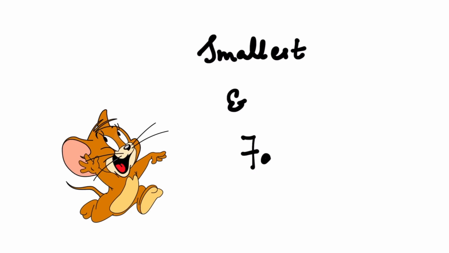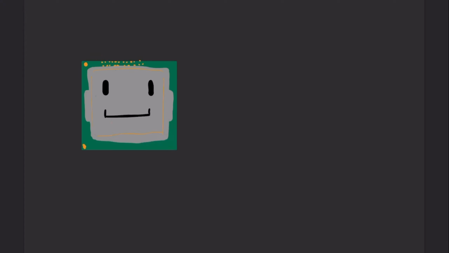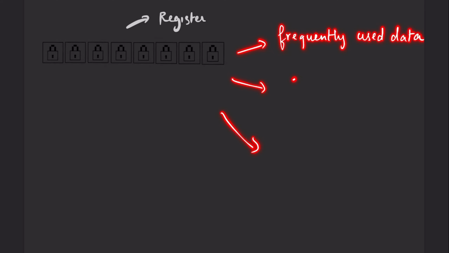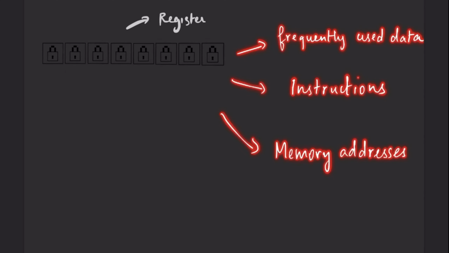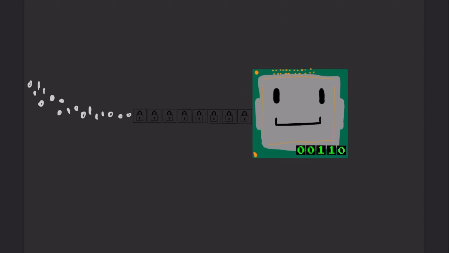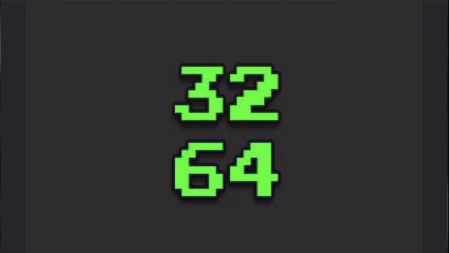Register memory is the smallest and fastest memory in a computer. It is not a part of the main memory and it is located in the CPU. A register temporarily holds frequently used data, instructions, and memory addresses that are to be used by the CPU. They hold instructions that are currently processed by the CPU. All data is required to pass through registers before it can be processed. Registers are normally measured by the number of bits they can hold. For example, an 8-bit register, 32-bit register, or a 64-bit register, or even more.